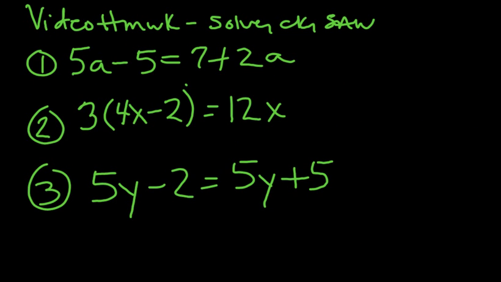Okay, here's your video homework. Now, I'm going to tell you something up front on this. One of these problems works out completely from start to finish, and the answer is 4. One of these problems, the answer is no solution. And one of these problems, the answer is all real numbers. So you've got to figure out which is which. And the one that works out completely, you've got to solve, check, and show all work.